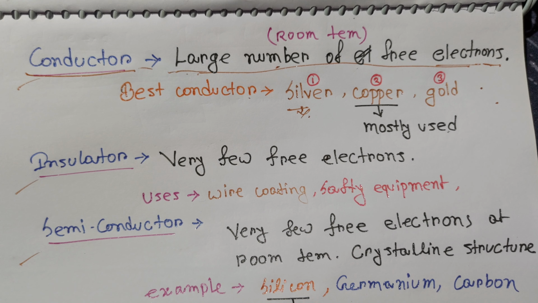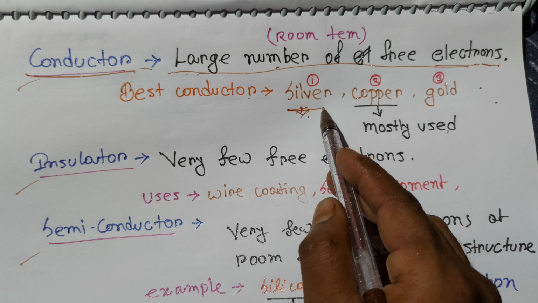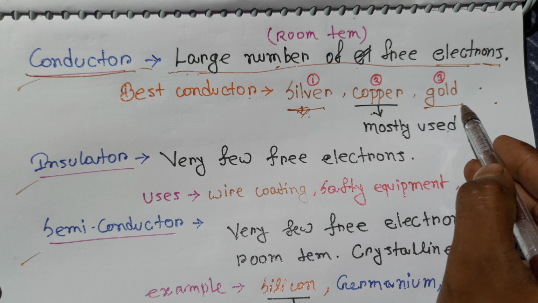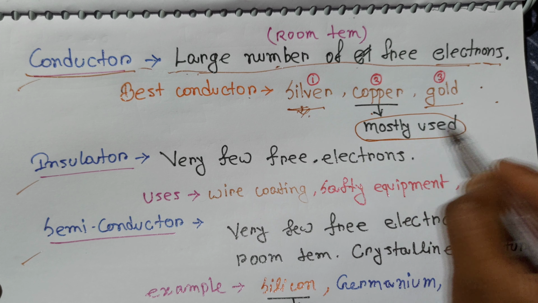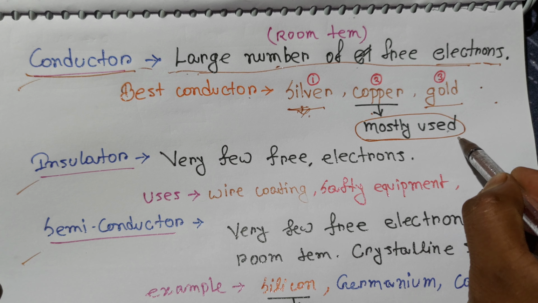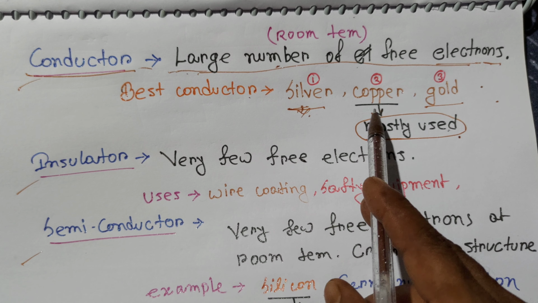The best conductor is silver, then copper, then gold, but the mostly used conductor is copper, because it costs less.